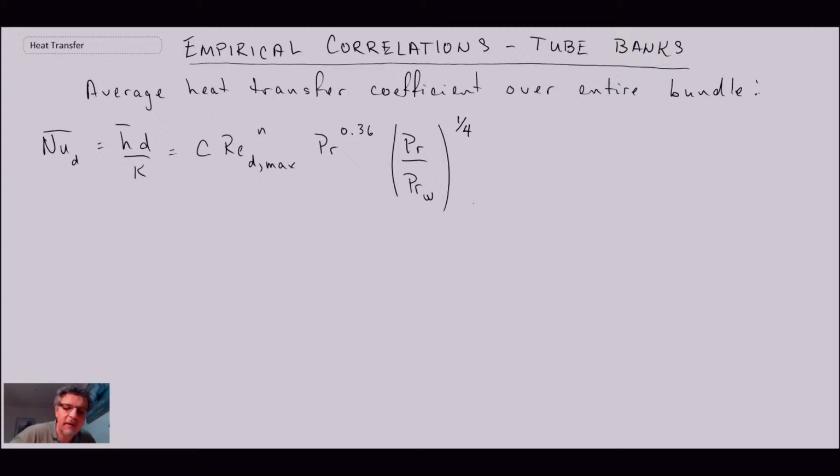And there are a couple of things to note. First of all, this equation applies when you have 20 or more tubes in the direction parallel to flow. If you have fewer than 20, then you have to apply a correction factor. Another one is that it applies over a range of Prandtl numbers going from 0.7 up to about 500. And the last one is that the Reynolds number applies over a certain range. In a moment, we'll talk about what Re_D,max refers to. But the range of Reynolds numbers that this correlation applies for is from 10 up to 2 times 10 to the 6.